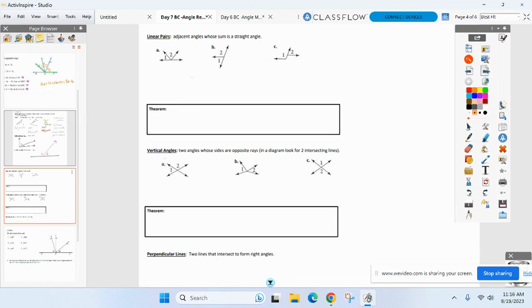Diagram A, what do you think? Or 1 and 2, would I consider those linear pairs? Are they adjacent? Let's go back. Are they adjacent? Yes, but do they form a line when I put them together? 1 and 2 only, not all 3. 1 and 2 only. No? Good. So they're not a linear pair. 1 and 2 are not a linear pair. They do not form a line.